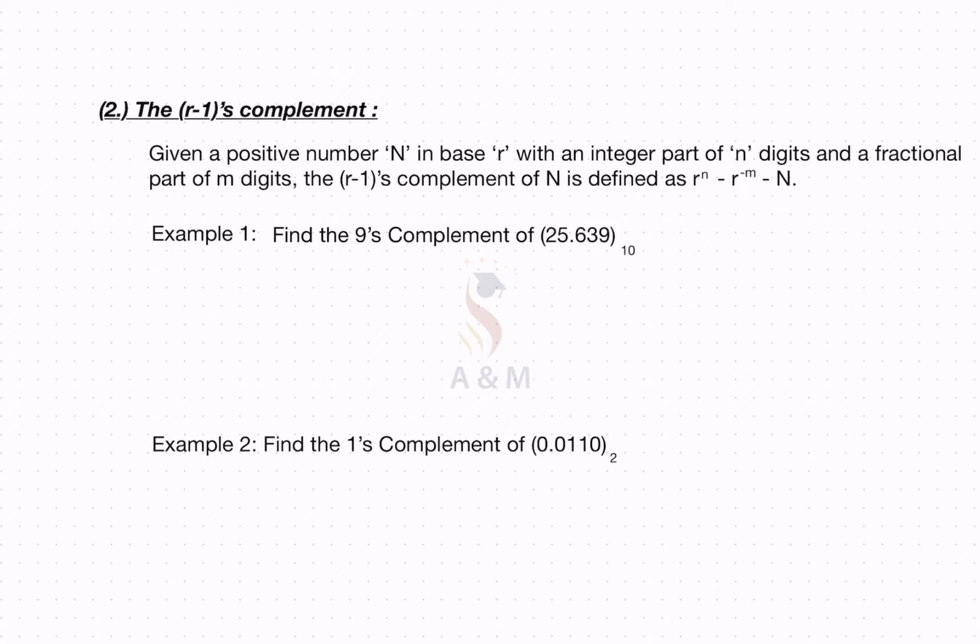Here in the R minus 1's complement formula, R to the power n minus R to the power minus m minus N, the N refers to the given number and R represents the base, and n is the total number of digits present in the integer part, and m represents the total number of digits present in the fractional part.